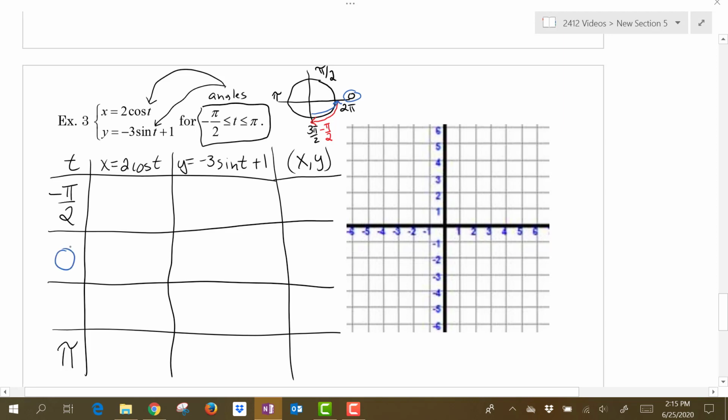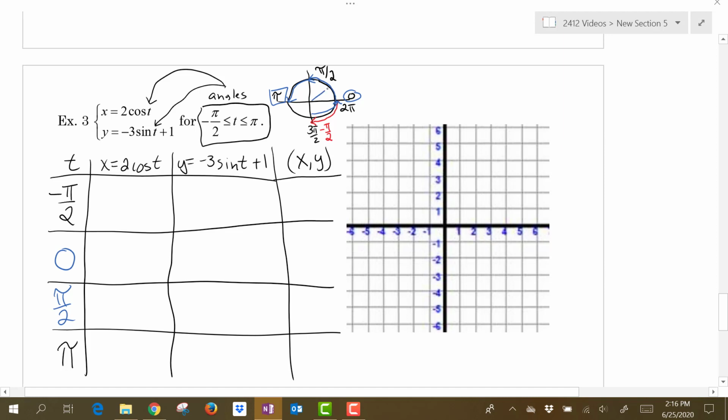So I'm going to plug in 0. Now you can plug in anything you want to in between, as long as you have an accurate and complete graph. You're welcome to plug in as many or as few points as you need to get an accurate and complete graph. So the next nice quadrantal angle would be pi over 2. And then the next one we come to is actually the stopping one. This is the largest value, that's pi.